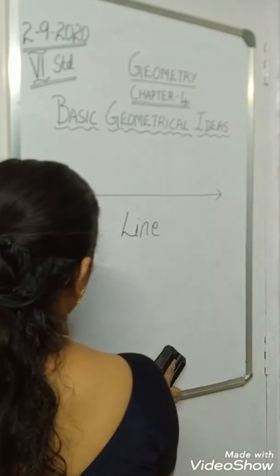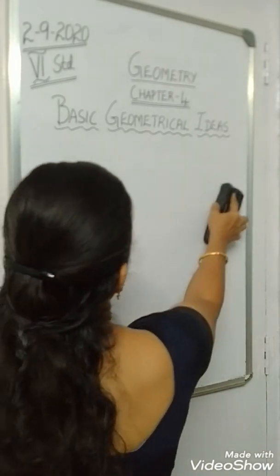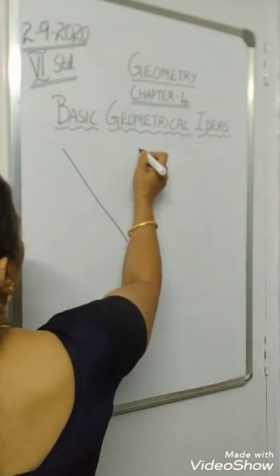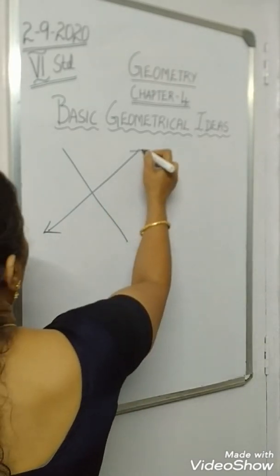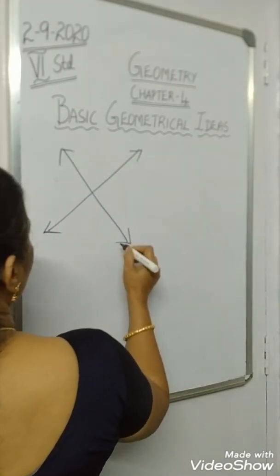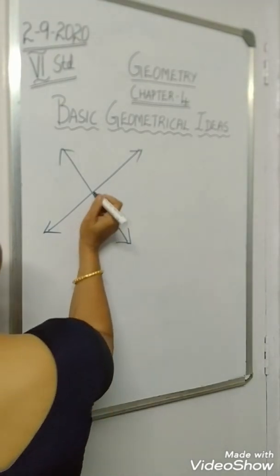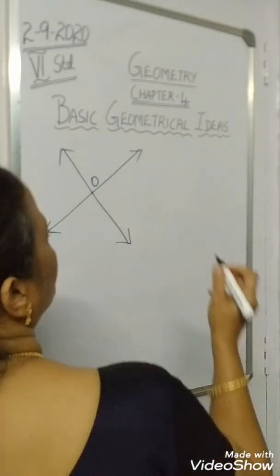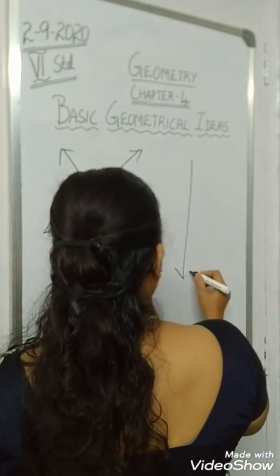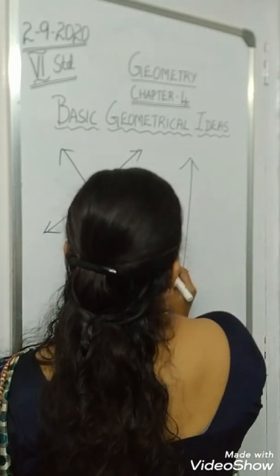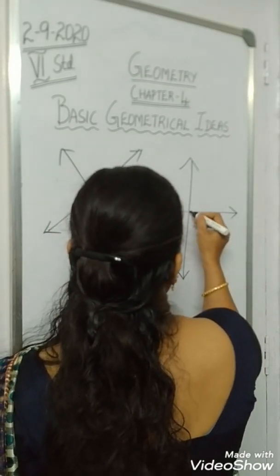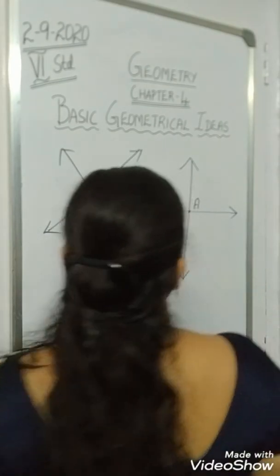Now look here. Any two lines have passed through each other. Where did they meet? They meet at only this point. Let us name it as O. Now look here. This is one line, and one more line I am going to draw like this. Where is it meeting? It is meeting only here. Let us name it as A.